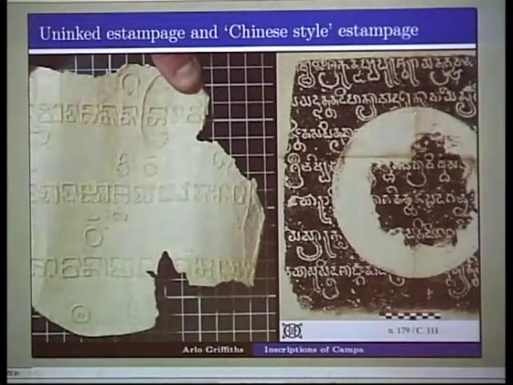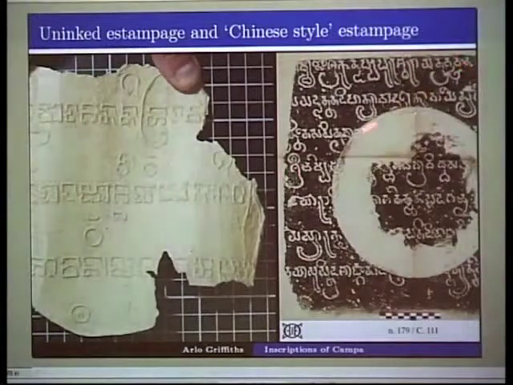Anyhow, the important point is that early on, all of the stampages that were collected were of this type, which can be quite nice, but if the relief is less nice than the original, or if it doesn't get treated very nicely, the stampage relief can disappear. So it can be quite hard to photograph this. And from that point of view, the Chinese style inked stampage is much superior.